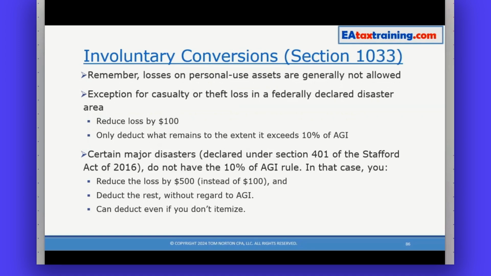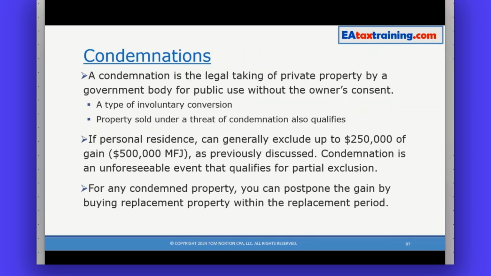For certain major disasters, you don't have that 10% of AGI floor. Here, you reduce the loss by $500, and then you can deduct the rest without regard to what your adjusted gross income is, and you can deduct it even if you do not itemize deductions.